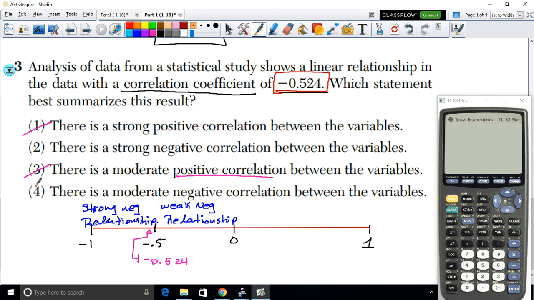So now it's between 2 and 4. Now, option 2 says there's a strong negative correlation coefficient. And option 4 says there's a moderate negative correlation between the variables. So now notice that this correlation coefficient that we've been given is somewhere in the middle. It's not too strong and it's not too weak. And because it's somewhere in the middle, then we're going to say that this is some kind of a moderate negative correlation. So in this case, the correct option is option 4.